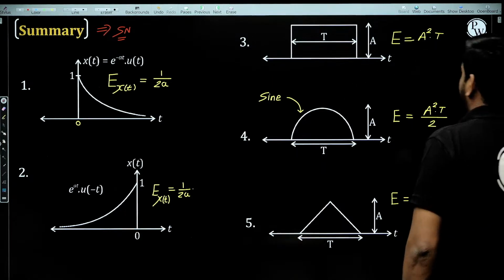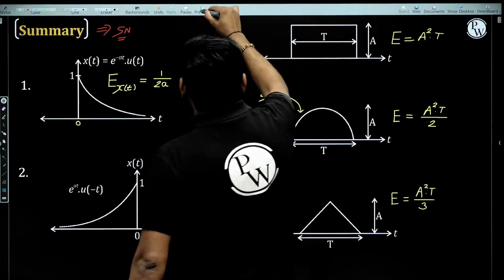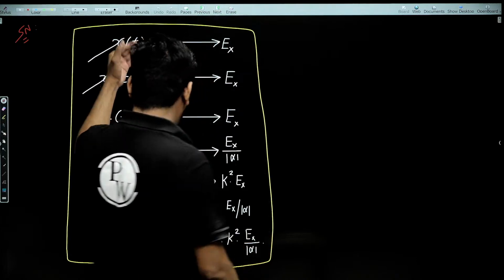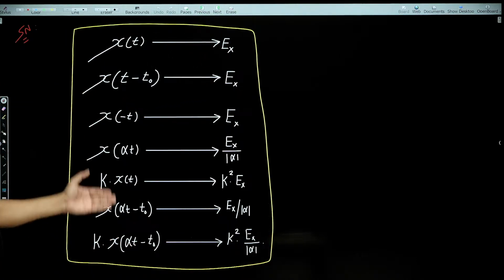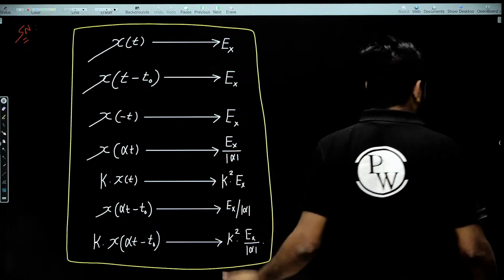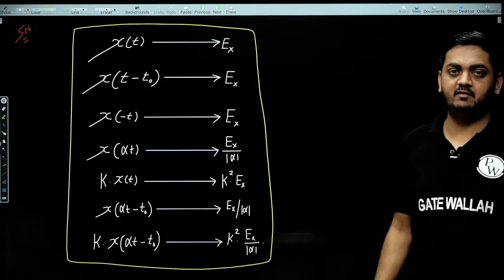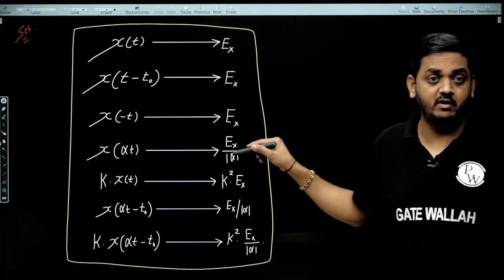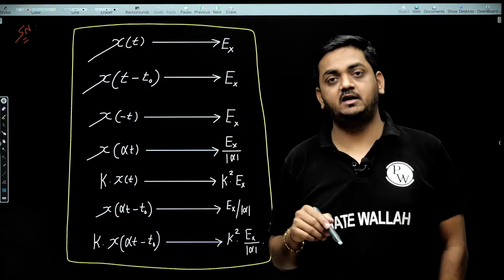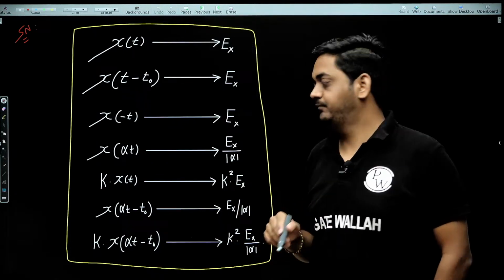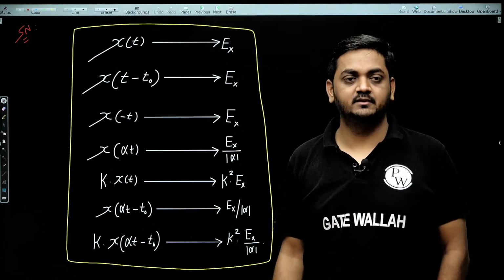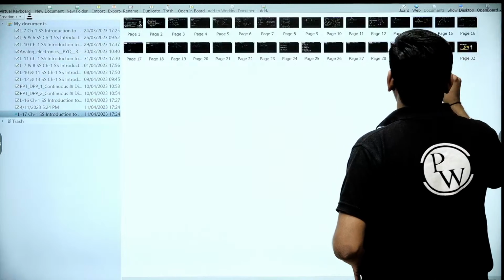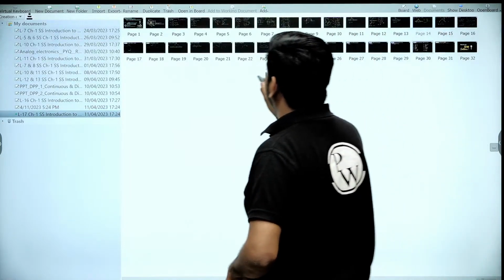Any doubt in this? So now, based on these properties, let us solve some questions. Revise these properties quickly, and we will solve questions based on them. This is valid only for continuous time. For discrete time we will see all the properties. This is for continuous time. So let us solve some questions based on these properties.